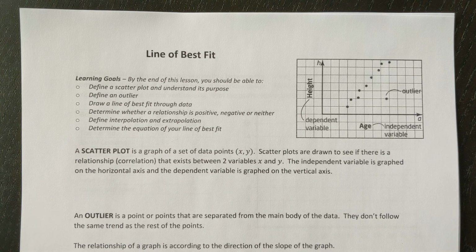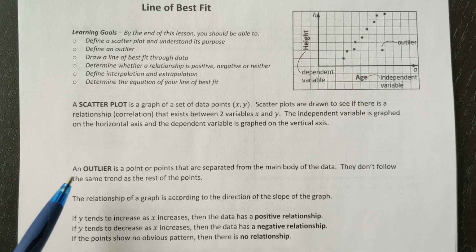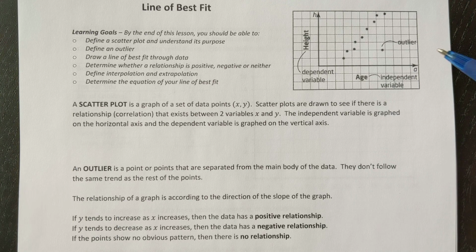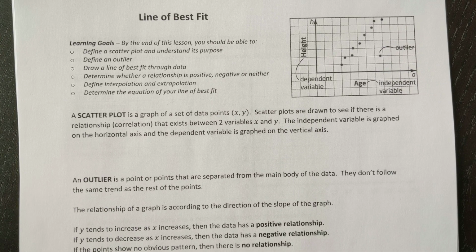Next, the next expectation we had was to define an outlier. So an outlier is a point or points that are separated from the main body of the data. They don't follow the same trend as the rest of the points. In this graph, we did have an outlier right here. And we tend to include outliers when we see them in experiments, and we have to report them because they're part of our data set.